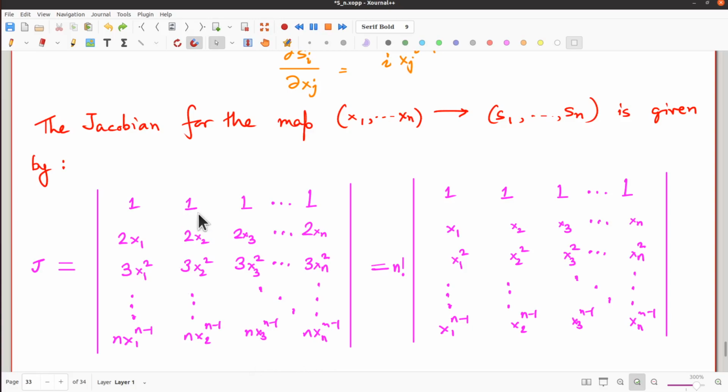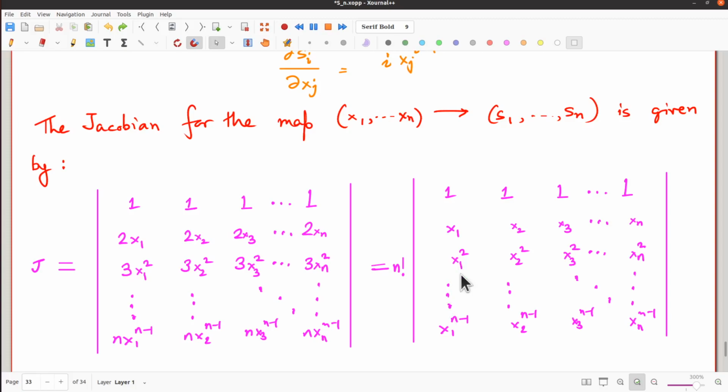Now the first row has 1 as a common factor. You can pull that out. From the second row, you can pull out a factor of 2. From the third, you can pull out a factor of 3, and so on. Going all the way down the line, you can actually pull out a factor of n factorial, 1 times 2 times 3, all the way up to n. And that leaves us with this simple determinant, where each row essentially are powers of the x_i's.